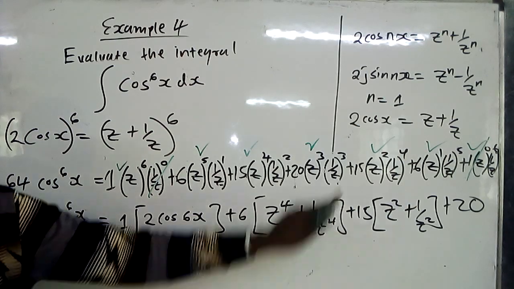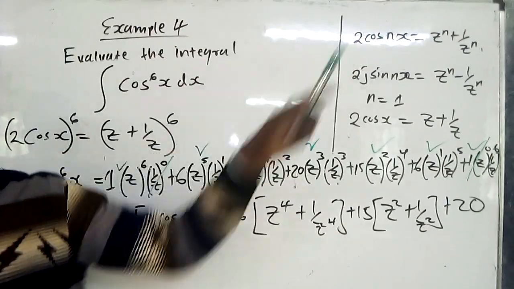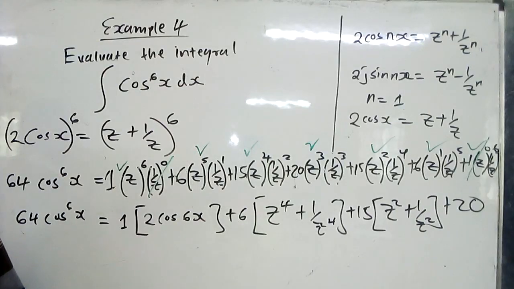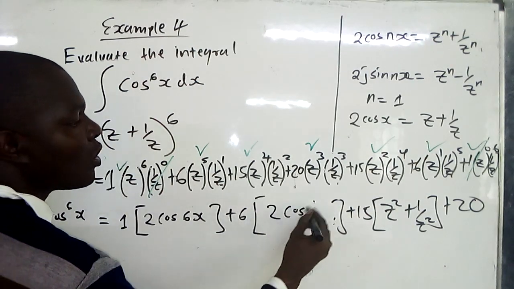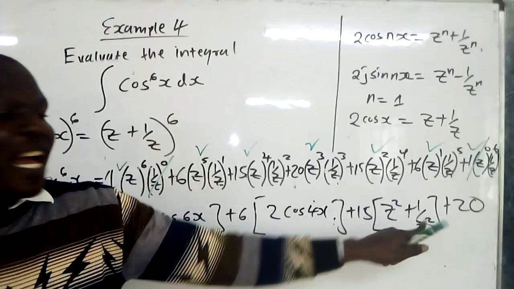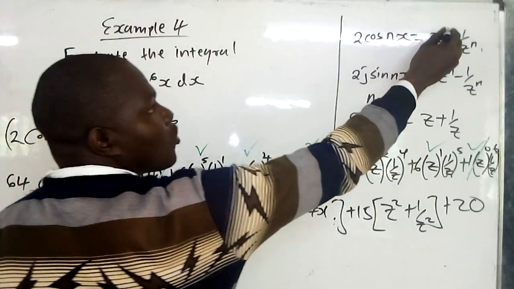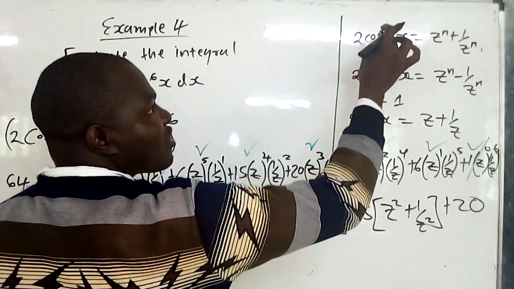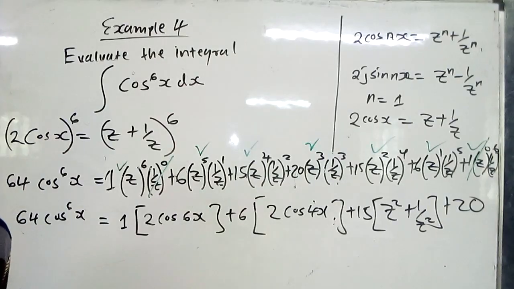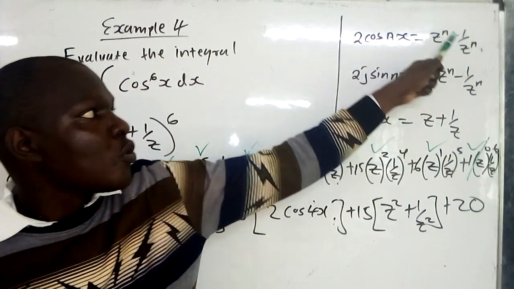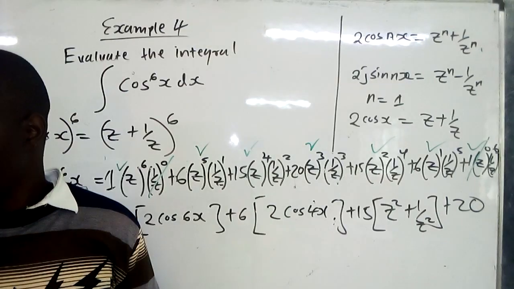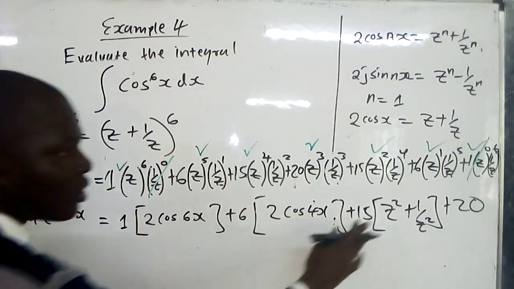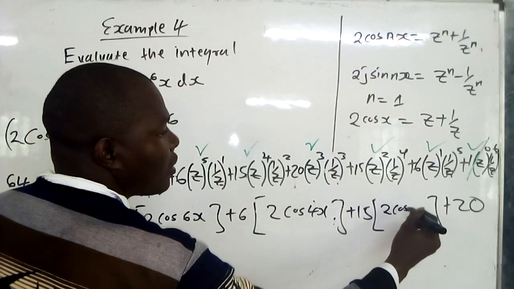Then z raised to power 4 plus 1 over z raised to power 4, where there is n, you put 4. You get 2 cos 4x. Are we together? So it means this is 2 cos 4x. Then here, z raised to power 2 plus 1 over z raised to power 2, where there is n, you put 2. So it means this is the same as 2 cos 2x. Are we together? When n is 2, z squared plus 1 over z squared is the same as 2 cos 2x. Is it okay? Good.